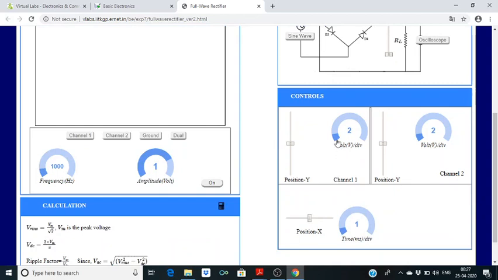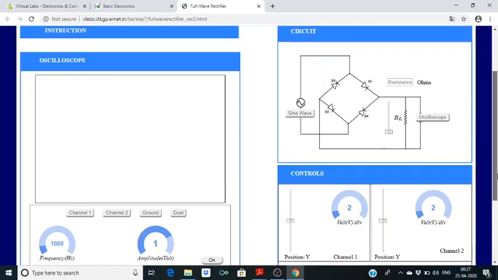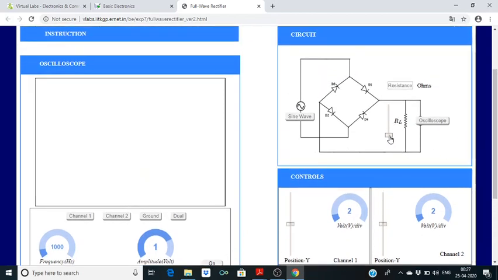For channel 1 we can zoom in or zoom out through this volt per division. For moving the waveform vertically we can use this. For channel 2, this panel, and to move horizontally we will use this, and to increase or decrease time per division we will use this button. So first of all we will select a particular RL value. Suppose we are using 500 ohm load resistance.